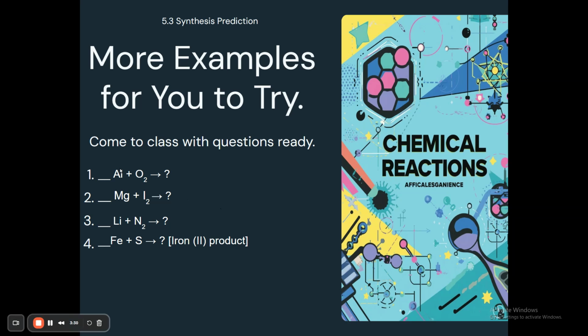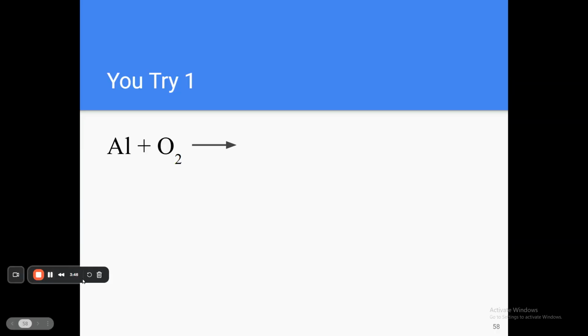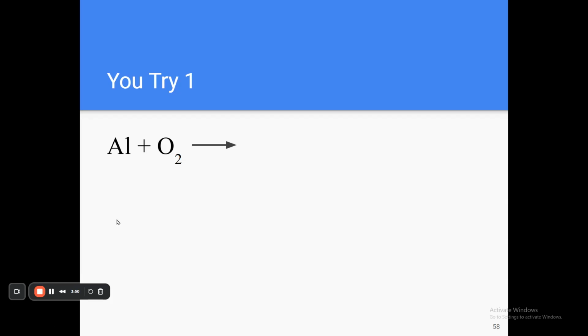So I'd like for you guys to try some of these. Again, if you found the sneak way of going and viewing, you can go to the next slides and see your answers. But again, I want you to practice them before you go look for the answers. Okay, so since I'm not there with you today, I'm going to go over this. You've got aluminum and you've got oxygen.